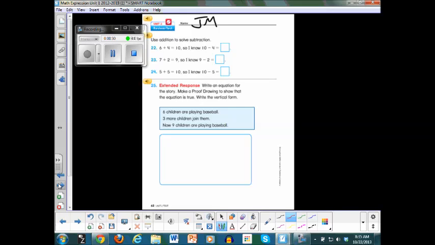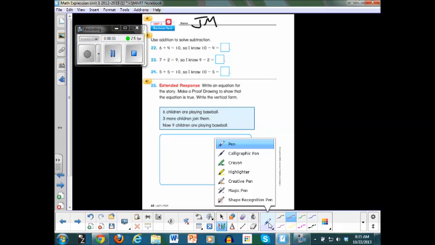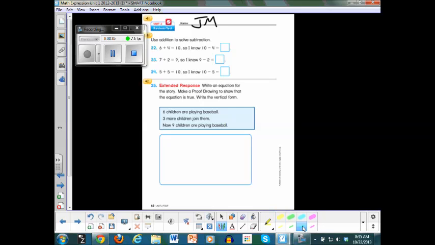Take a look at number 22. It kind of gives you a clue. Yeah, it does. It's a clue because these are fact families. They're related. Boys and girls, if you know that 6 plus 4 equals 10, you can say that you also know that 10 minus 4 is 6. Because 4 and 6 are partners of 10.